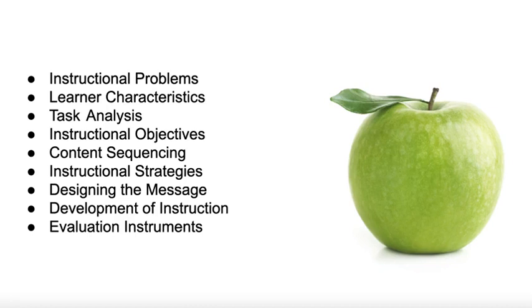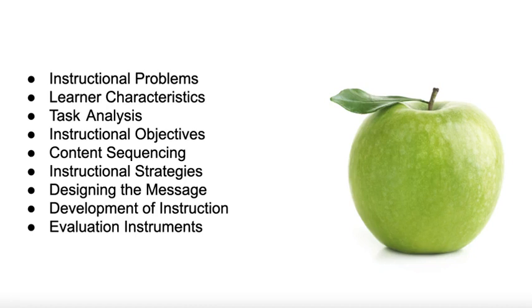Like the Dick and Carey model, the Kemp model also has 9 components, beginning with the identification of instructional problems through needs assessment or an analysis of goals to help identify instructional problems or goals. The next component involves the process of identifying the characteristics of the learner. Does the design take into consideration equitable learning experience? The task analysis helps to identify objectives to address the instructional problem or goals.